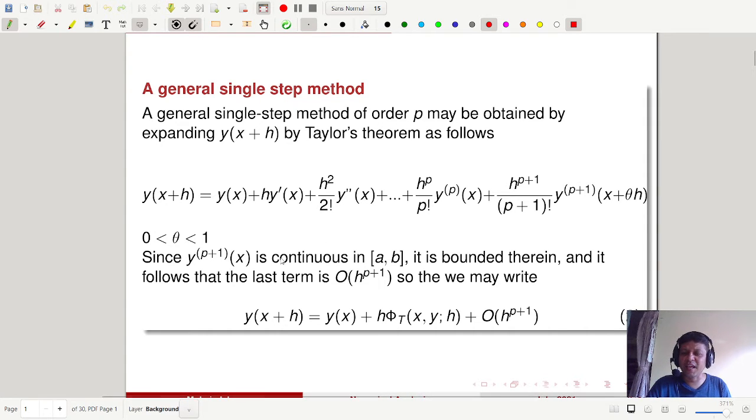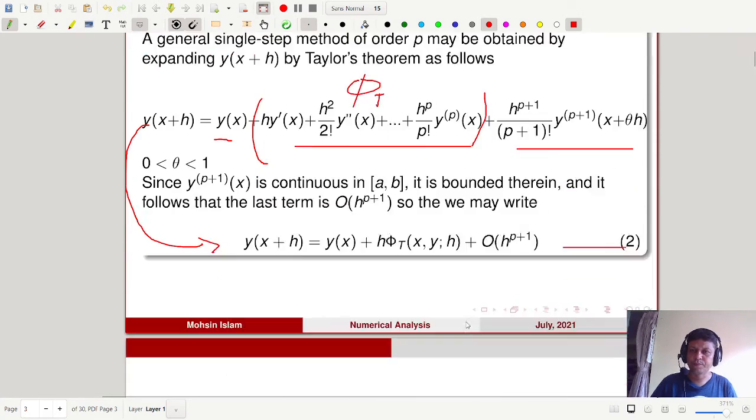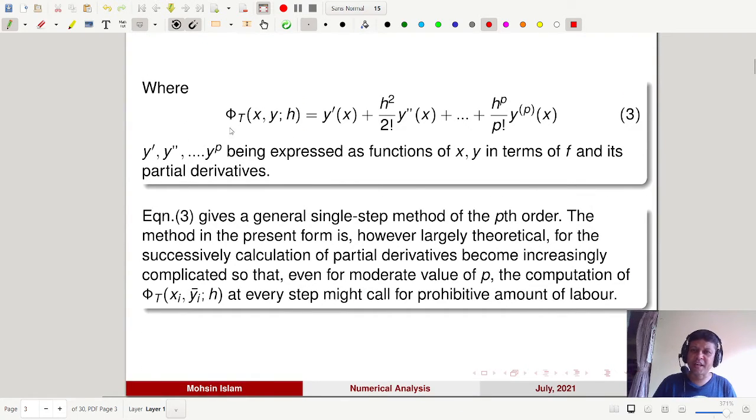Since the (p plus 1)th derivative of y is continuous in the closed interval [a, b], it is bounded therein, and it follows that the last term is of order h to the power p plus 1. So we may write y(x plus h) equals y(x) plus h times phi, where phi is this whole expression, a function of x, y, h. And lastly, you have the order of h to the power p plus 1. This is equation 2.